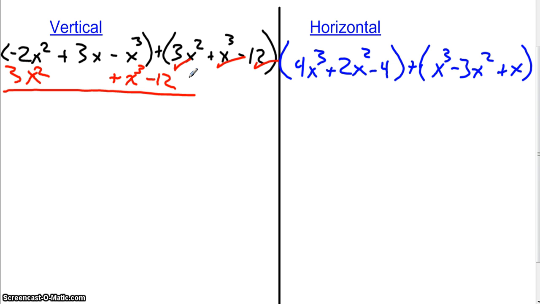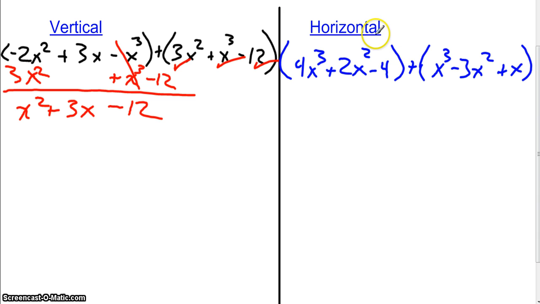And so now we will start with, it doesn't even really matter which end you start with here because we do no carrying. We simply combine like terms. Negative 2x squared plus 3x squared leaves us with 1x squared. 3x plus no other x's leaves us with positive 3x. Negative x cubed and a positive x cubed are opposites, so we don't have any x cubes. And we bring down negative 12, it has nothing to add to it, negative 12. So that's a vertical stacking of terms so that we can combine them.